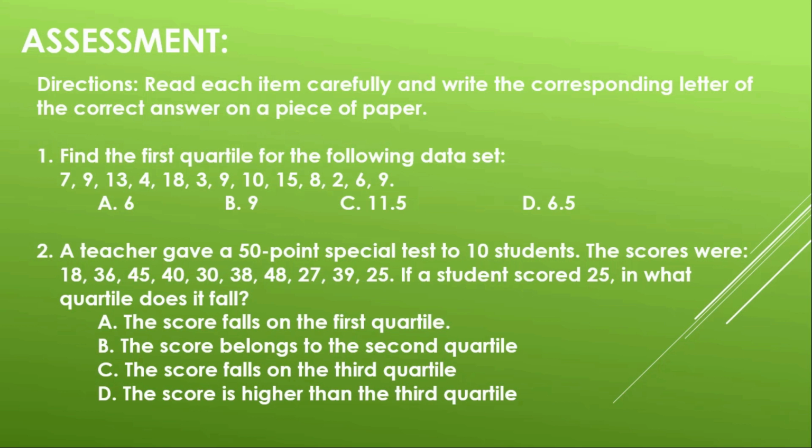For number 2, the teacher gave a 50-point special test to 10 students. The scores were 18, 36, 45, 40, 30, 38, 48, 27, 39, 25. If a student scored 25, in what quartile does it fall?